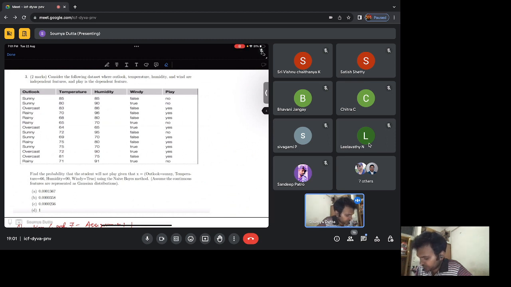So here it's almost the same thing. You have been given a data set of when you can play tennis, and you need to find the probability that the student will not play, given some data points. This is exactly the same problem as before. Using the naive Bayes method, assume that the continuous features are represented as Gaussian distribution.